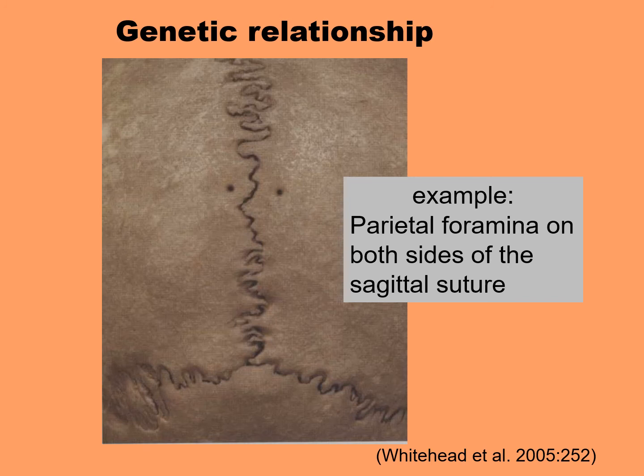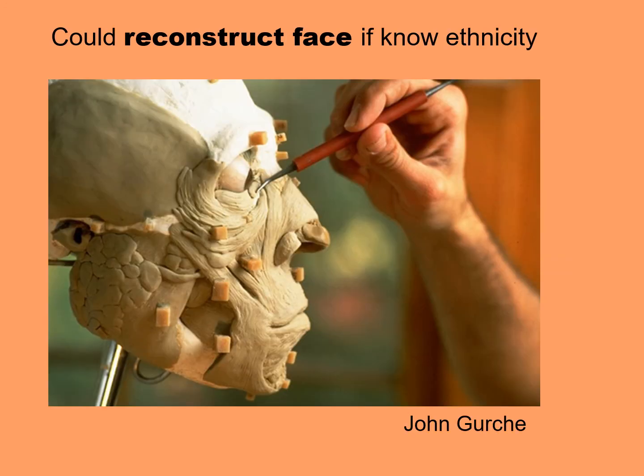Sometimes we might be able to see genetic relationships. For example, this picture shows parietal foramina on both sides of the sagittal suture, that is, on the skull. Foramina is just a fancy Latin word for holes. And if you know the ethnicity of the person, you could perhaps reconstruct their face.